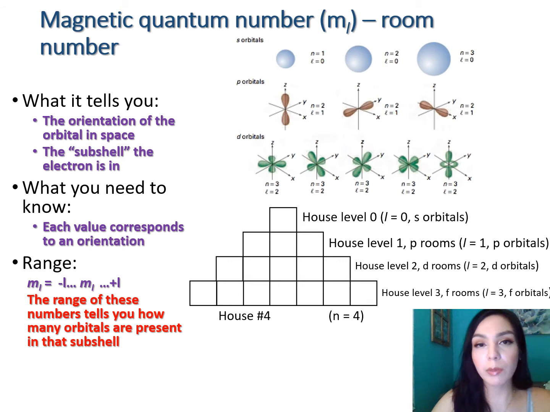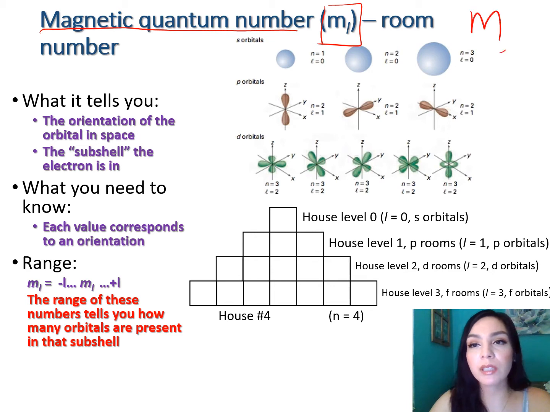So the next quantum number is the magnetic quantum number. We denote this with an m and then a subscript l. Sometimes you'll see it like this with the cursive l. Now with this, how I relate this to the analogy is that this tells us your room number.